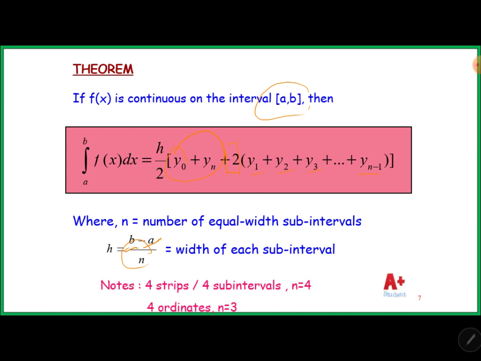Take note that 4 strips is equal to 4 subintervals, which means n equals 4. But 4 ordinates only give you n equal to 3. Why? Ordinates means points. So how many points? 4 points. So how many strips do we have? We have this line, so how many strips? 1, 2, 3. So please take note of the terms strip, subinterval and ordinate.